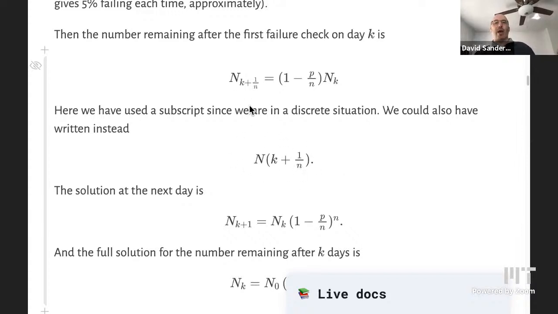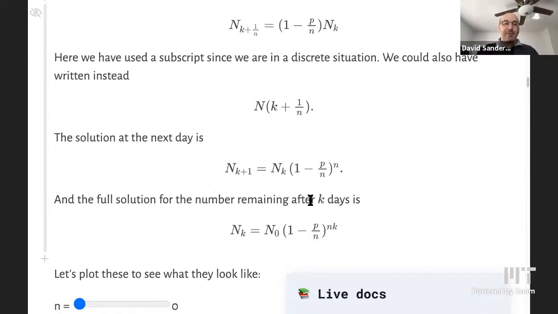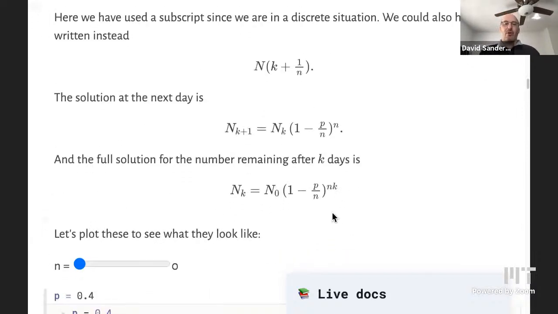So you can think of it either way, and we'll start to use this notation more as we move towards a more continuous point of view. So we actually have this formula for what happens if we are checking more often. The model is changing a bit because now we're having p over n failing n times a day. This is a lot of formulas. We don't really get what's going on.